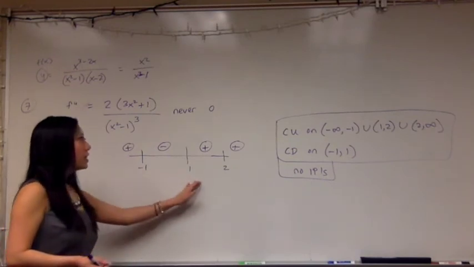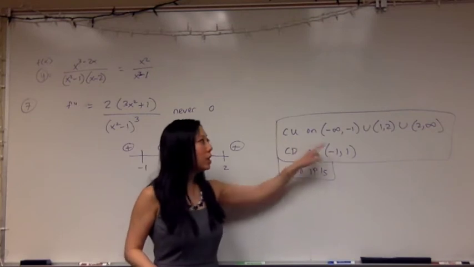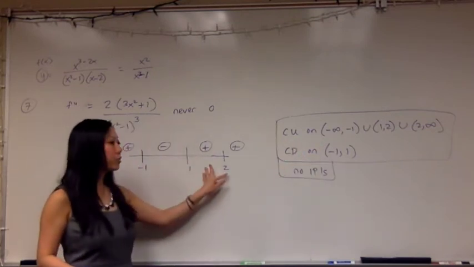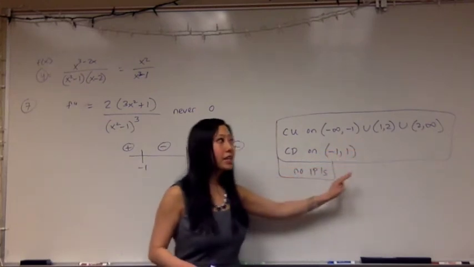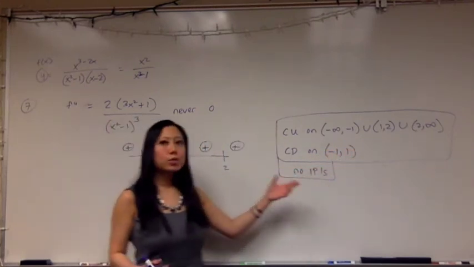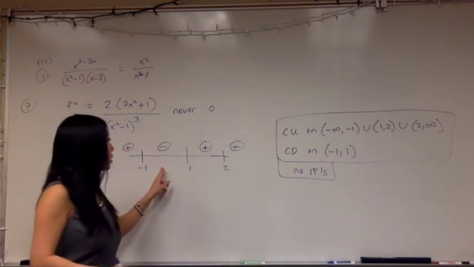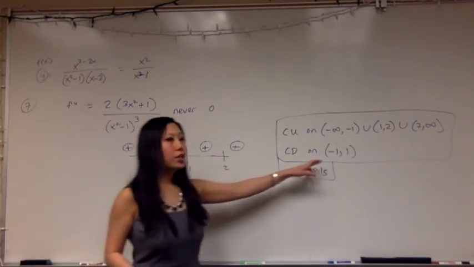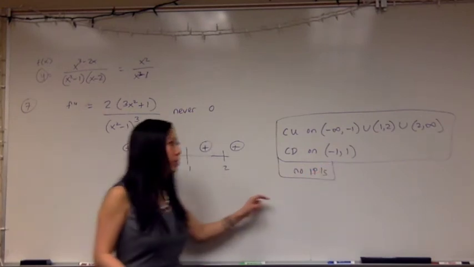Those are my intervals of concave up, so CU is concave up. Again, I cannot combine these two intervals right here. I can't just consolidate them, okay, because the function doesn't exist at x equals 2, so we can't possibly have it be concave up. Concave down is where the second derivative is negative, so concave down is negative 1 and 1, because that's where the second derivative is negative.